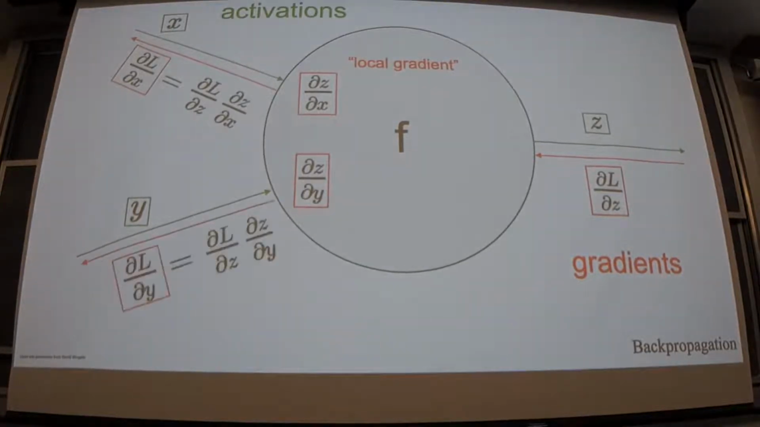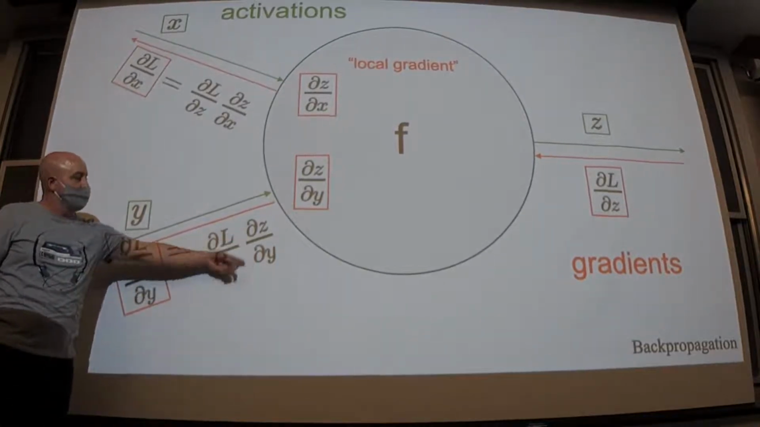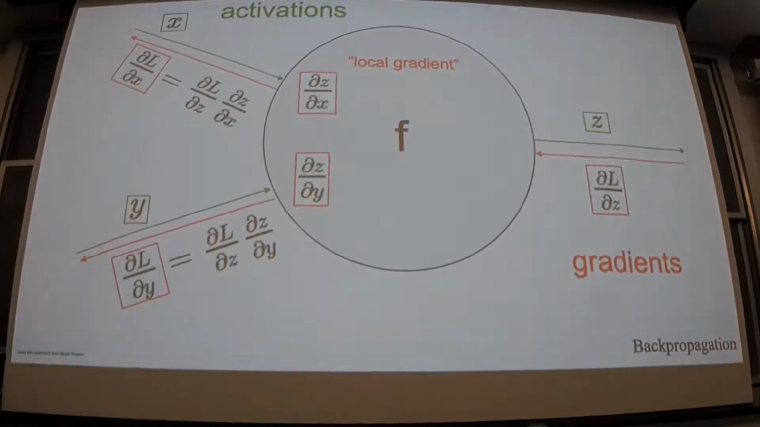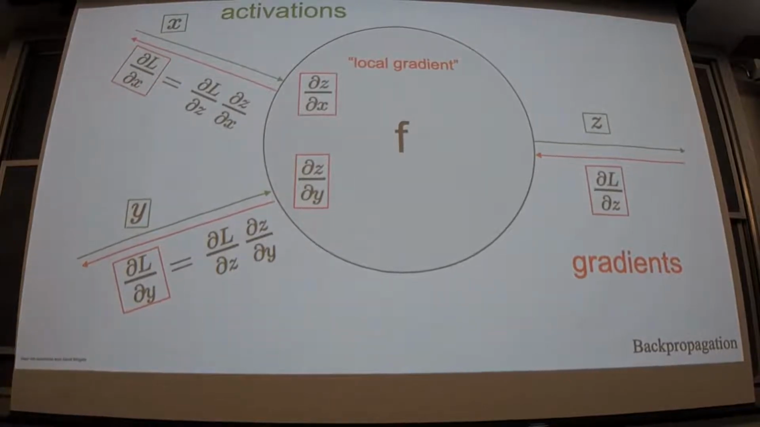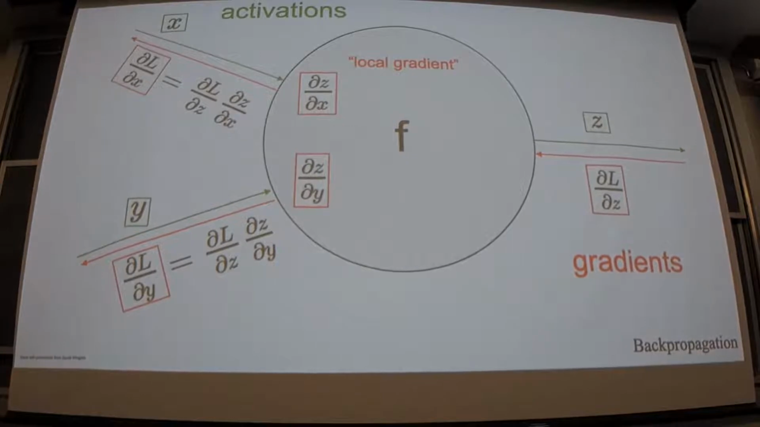And same thing for y, we're now just taking partial derivatives with respect to y. So both of these use partial L, partial z, but they just multiply with their respective local gradients. And this is the heart of backpropagation. In the end, there's really nothing more to it than this.